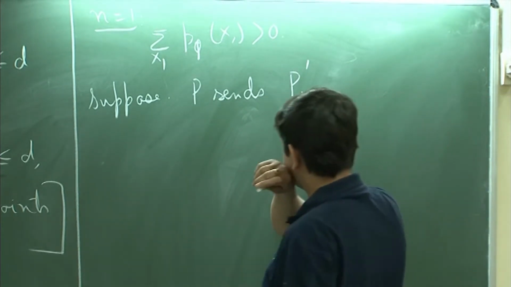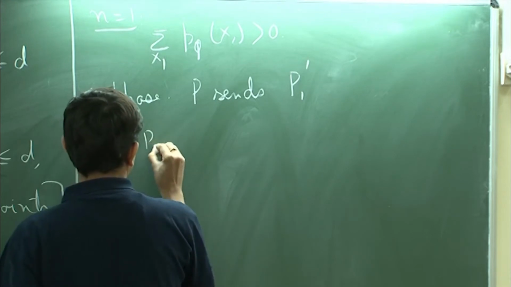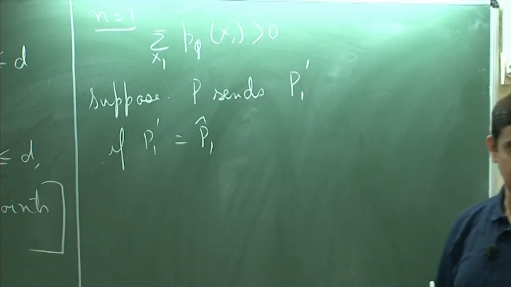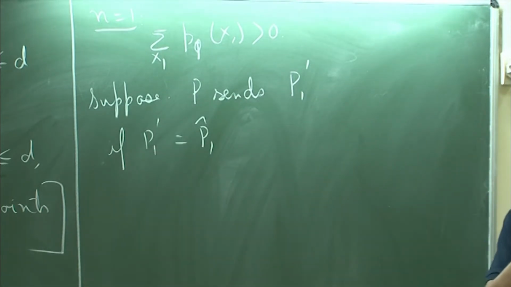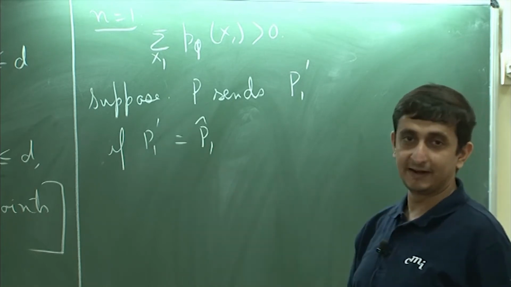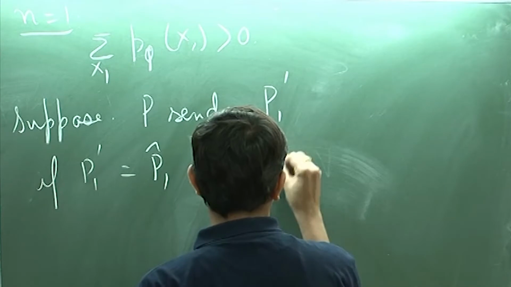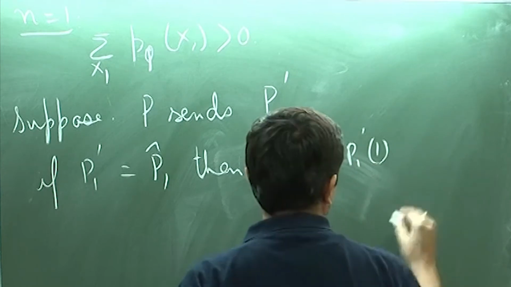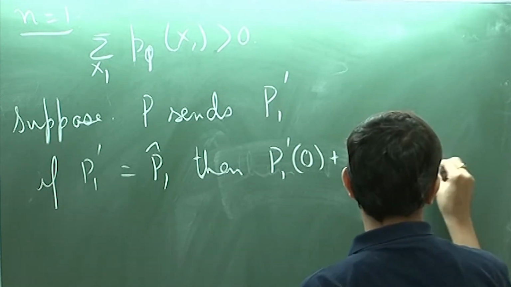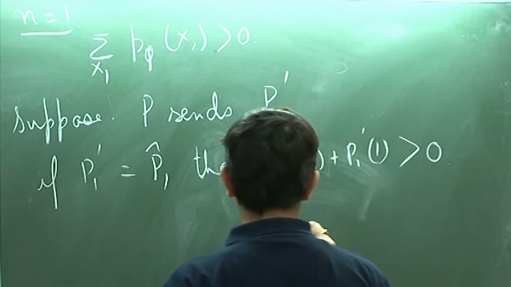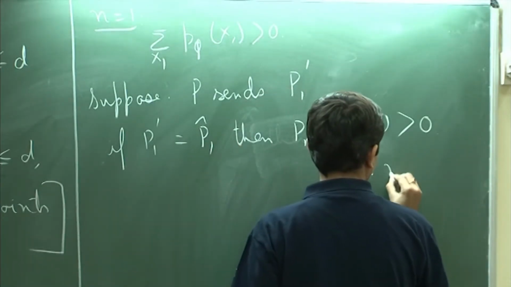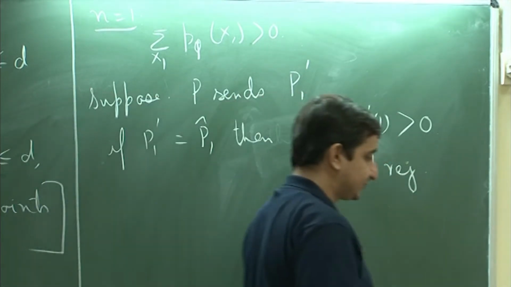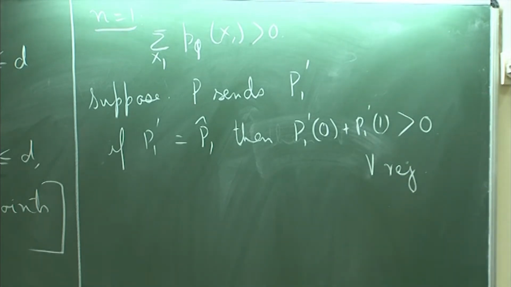And now there can be two cases. If p1 prime is indeed equal to p1 hat, then what happens? The summation is greater than 0. So, then the verifier will immediately reject. If this is the case, then p1 prime(0) plus p1 prime(1) is greater than 0 by this observation, and therefore we will reject. But now suppose the prover decides to cheat the verifier and sends some other polynomial.